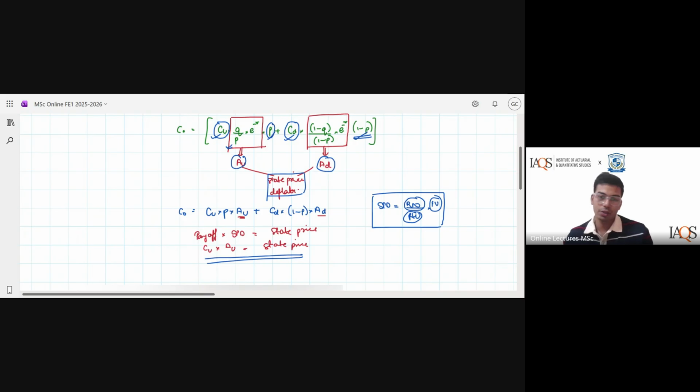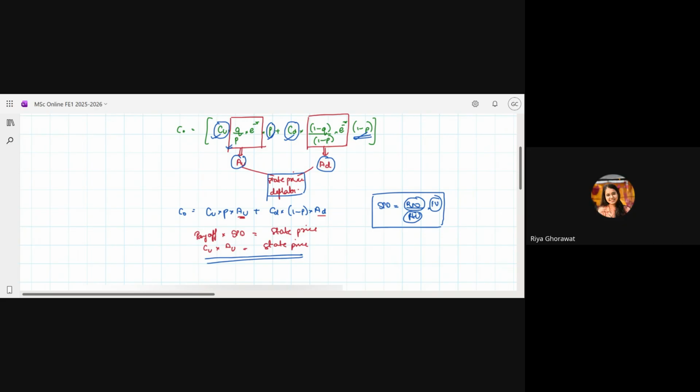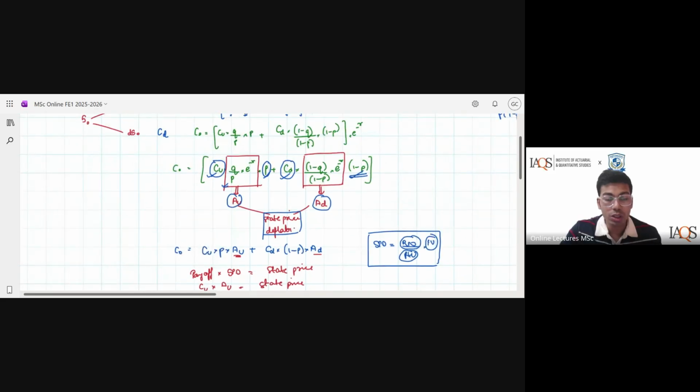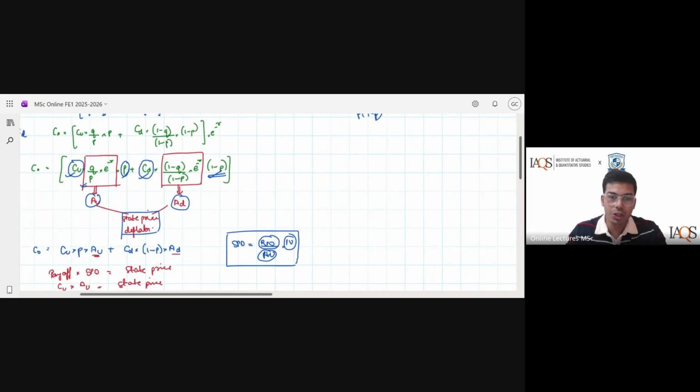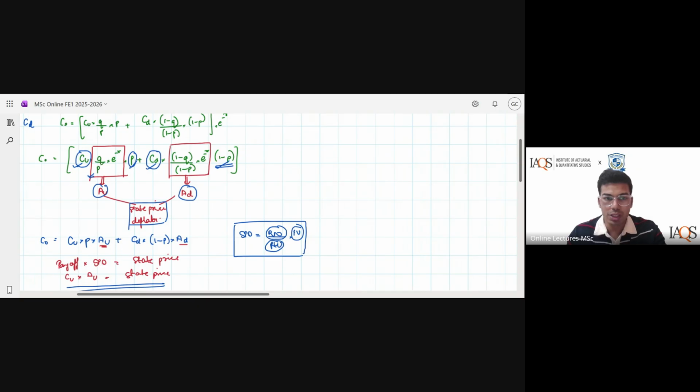Any doubts in the approach? Can you show the right side, that equation? That's the equation of your state price deflator, which was essentially what? If I take the example, if AU, the equation is Q by P into e raised to minus R, which is risk neutral by real world probability into PV.